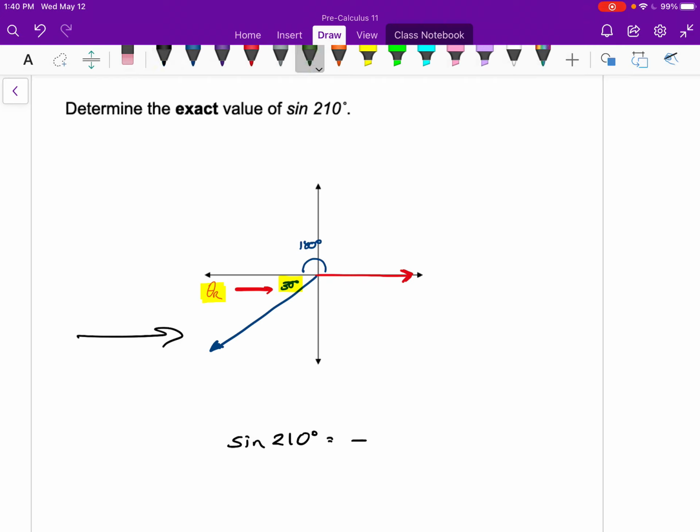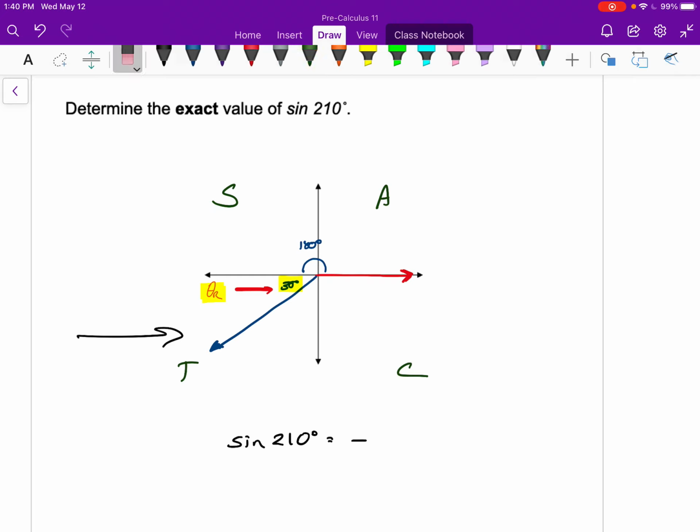And I know that from the last lesson: all trigonometric functions are positive in this quadrant, only sine is positive here, only tangent is positive here, only cosine is positive here. So I know the sine of 210 degrees is going to be a negative number.